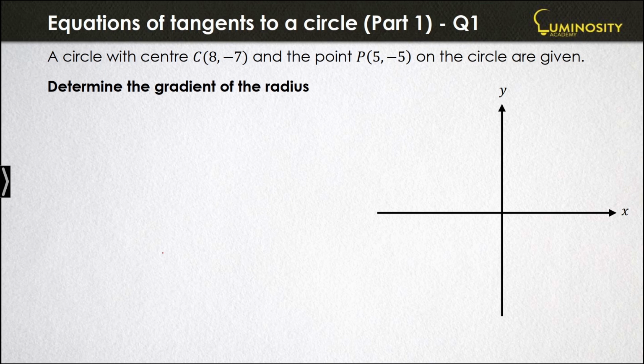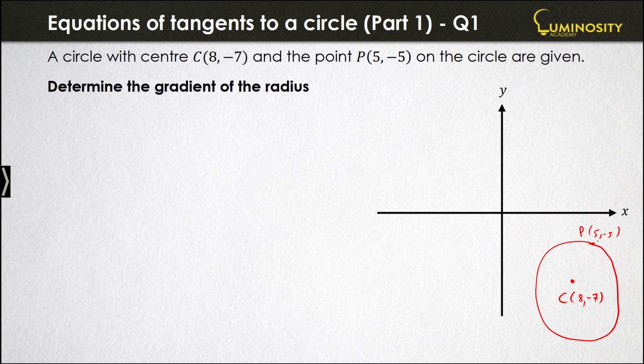A circle with center C(8, -7) and the point P(5, -5) on the circle are given. Determine the gradient of the radius. Okay, so (8, -7) will be somewhere over here, and the point P(5, -5) would be somewhere over here. So essentially the circle would look something like this, roughly.